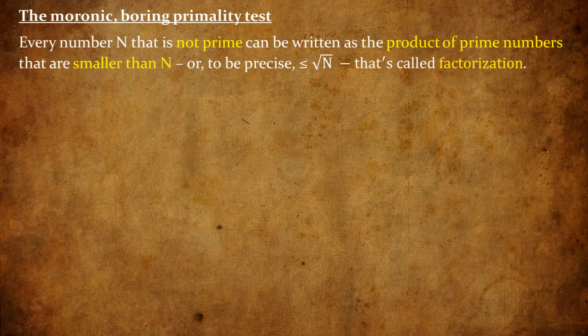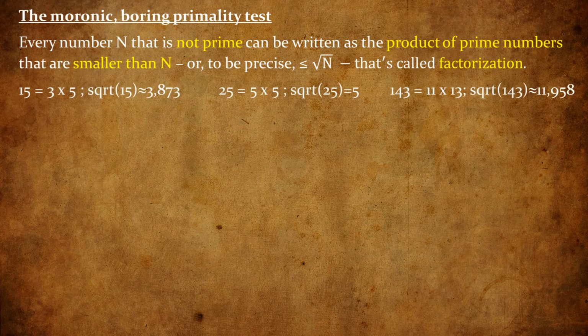Every number n that is not a prime can be written as a product of prime numbers that are smaller than n, or to be precise, smaller than the square root of n. This process is called factorization. The non-primes 15, 25 or 143 can be written as products of prime numbers. And the smallest of these prime factors is smaller or equal to the square root of those numbers.